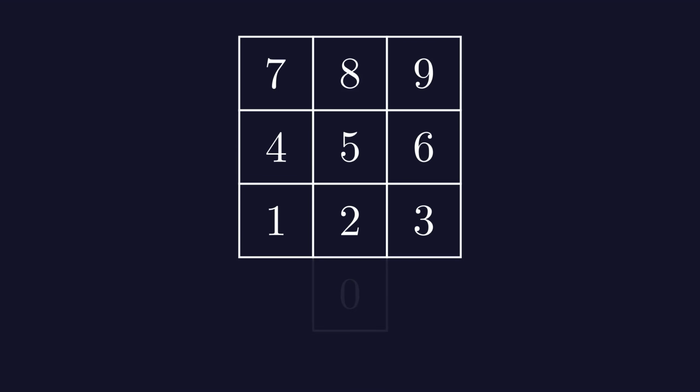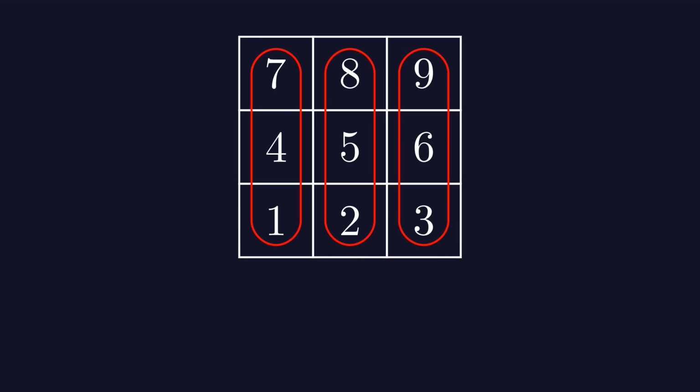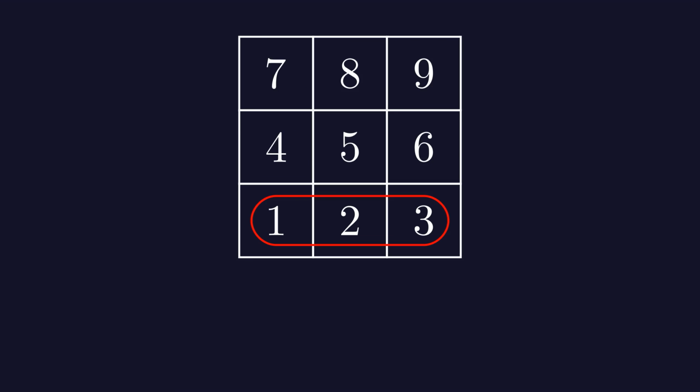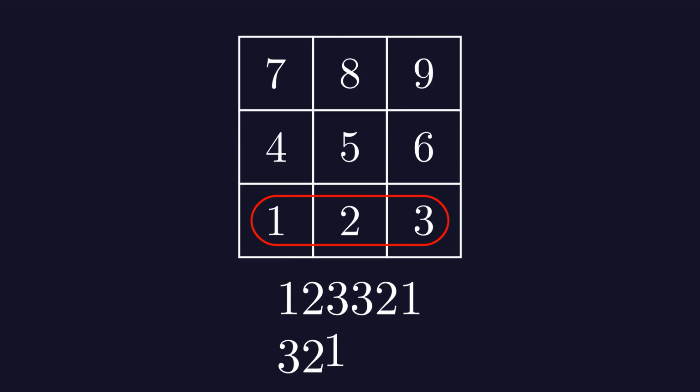Take an ordinary calculator keyboard, excluding the 0. We can create 6-digit numbers from any row, column or diagonal. For example, from the bottom row we can create the number 1 to 3, 3 to 1, and from the other side 3 to 1, 1 to 3.